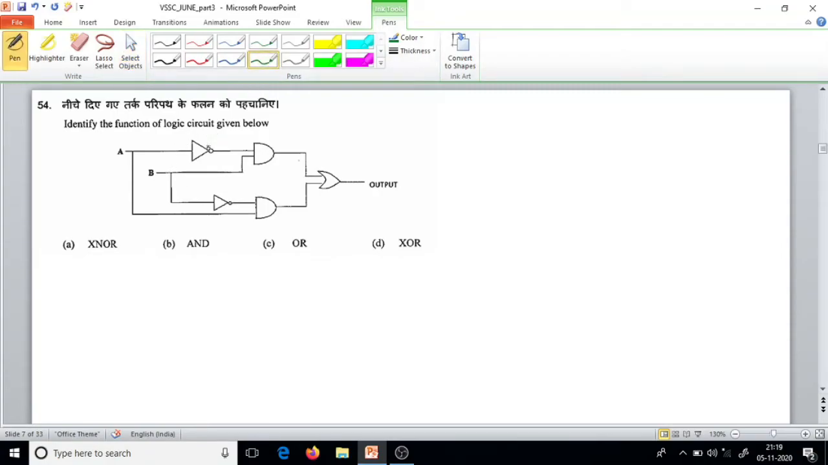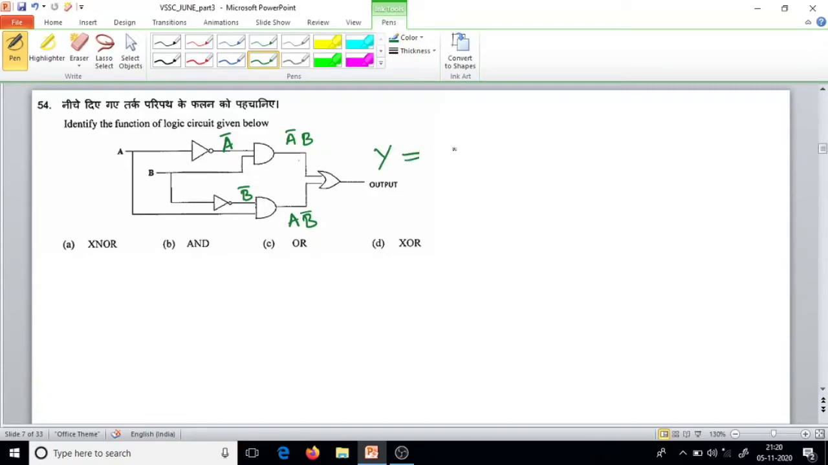Identify the function of the logic circuit given below. Here A is the input for the AND gate. Here we will get A complement. So this is an AND gate, so we will get A complement B. Here we will get B complement. Sorry, this is the AND gate, so we will get A B complement. So it's an OR gate.